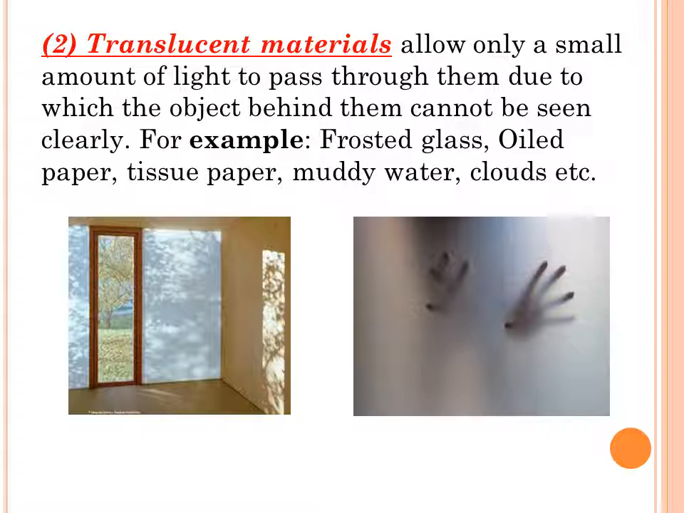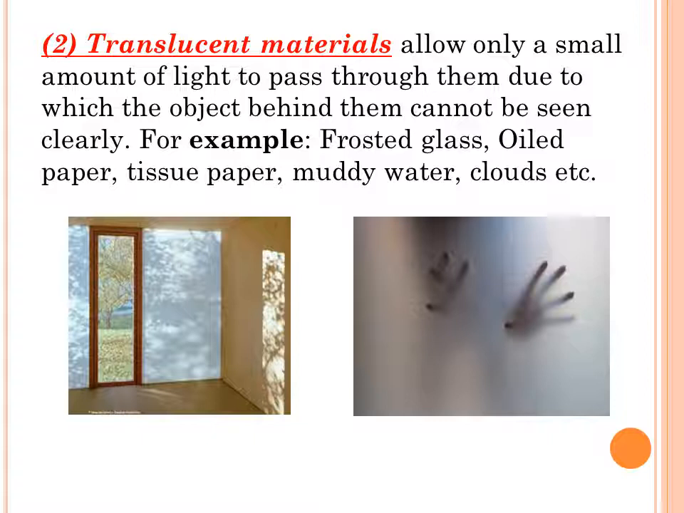Here we have a figure of a door, or you can see a window. The wooden part is opaque, and the transparent glass lets us see the trees. On the right hand side, a frosted glass is placed.